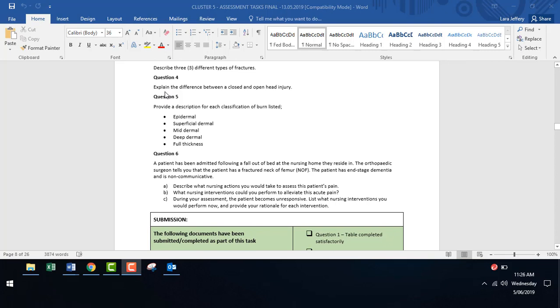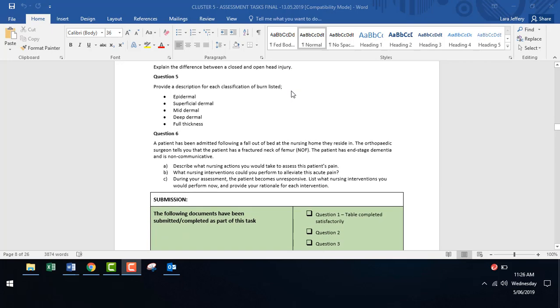Question 4. Explain the difference between a closed and an open head injury. Okay. So here we want you to make the distinction between the 2. Okay. Going to head injury, what's a closed head injury? And then what's an open head injury, and what are the difference between the 2?